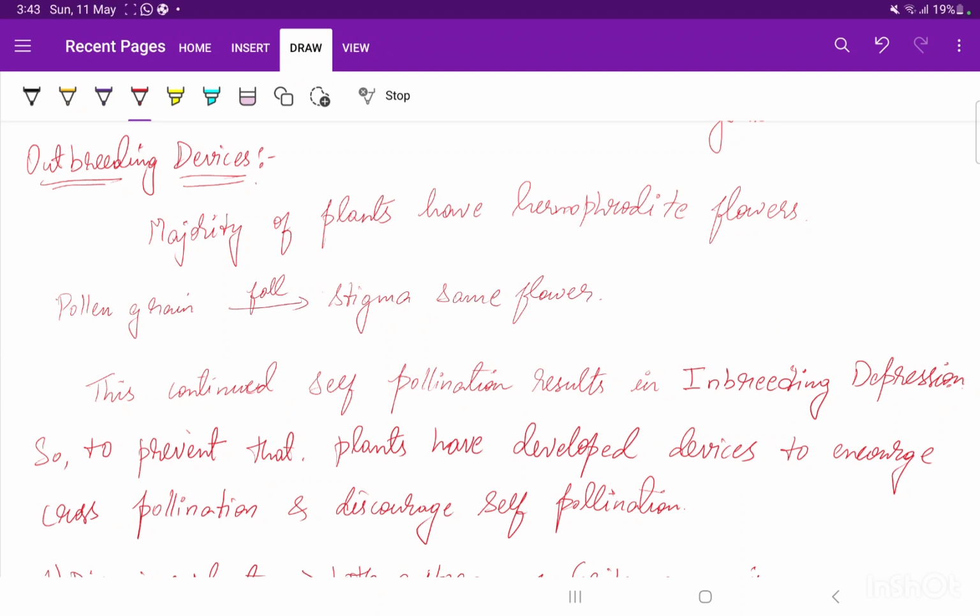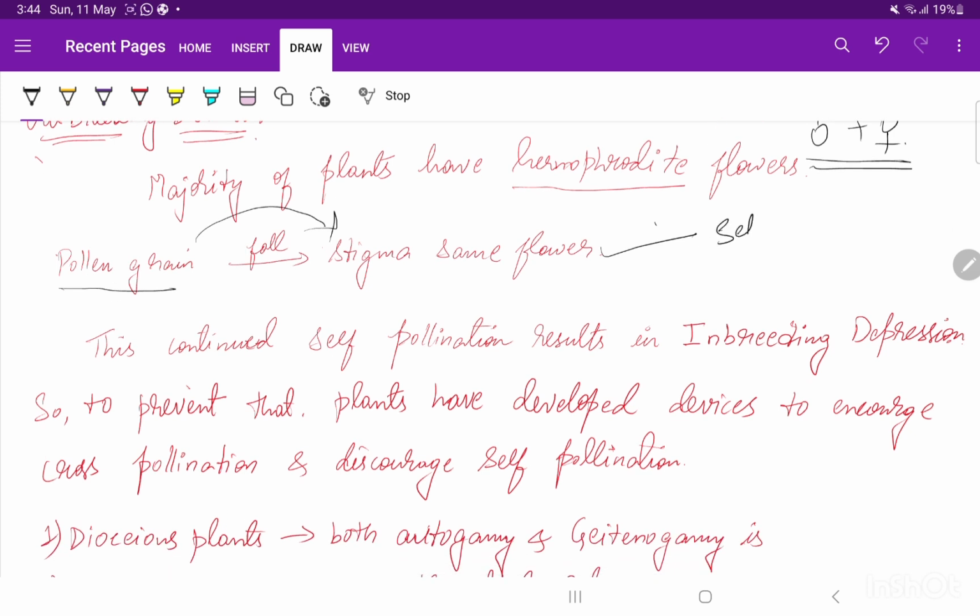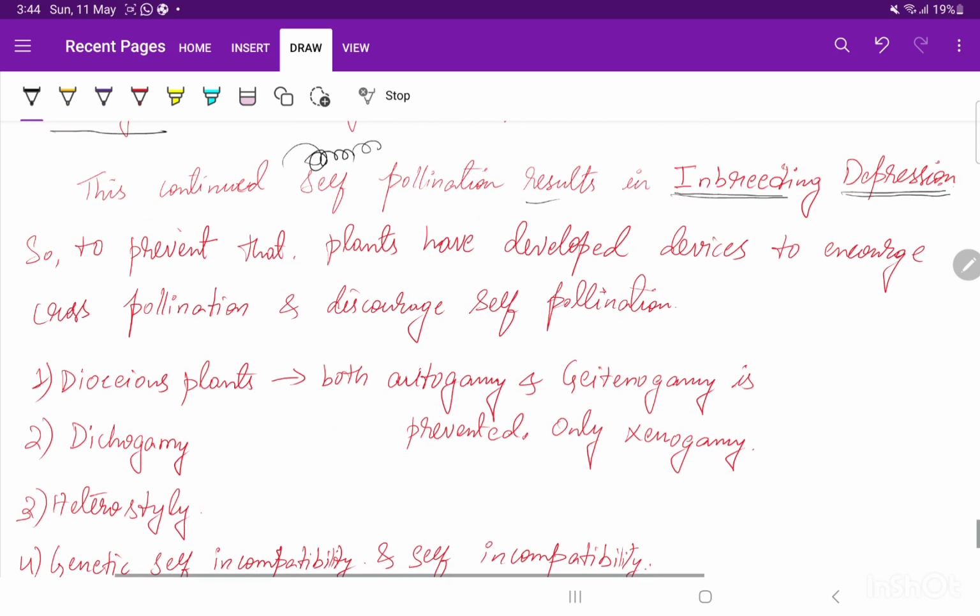Next is outbreeding devices. Here, the majority of plants are hermaphrodite. What is hermaphrodite? Both male and female are present in the same flower. That is called the hermaphrodite condition. The pollen grains which fall on the stigma of the same flower, this is called self-pollination. We have already learnt self-pollination. But this continued process of self-pollination over and over again results in inbreeding depression. To avoid inbreeding depression, plants have developed certain devices to encourage cross-pollination and discourage self-pollination.